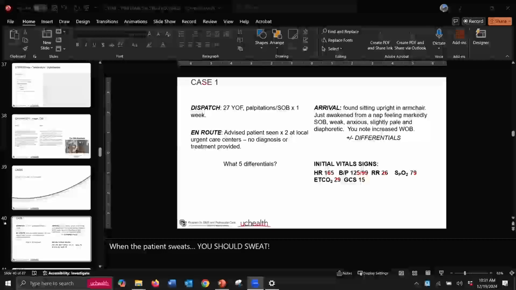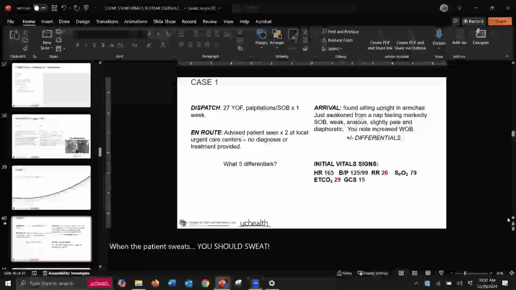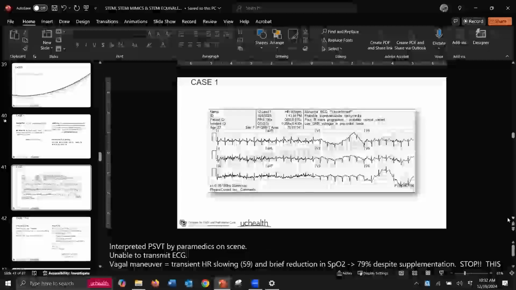Pneumonia? Right? Initial vitals, heart rate of 165, pressure of 125/99, a respiratory rate of 26, a room air saturation of 79, an end tidal of 29, and a Glasgow coma score of 15. Definitely something pulmonary or lung related. Yeah, there's something in here. That's where we're at right now. What else do you want to see? It's an EKG class. I want to see an EKG. Duh. There's your EKG.